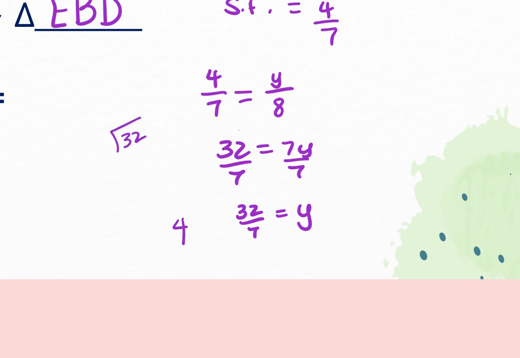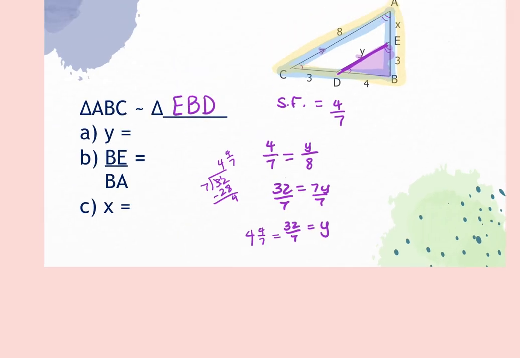32 divided by 7 would be 4, yeah? And what's the remainder? This is a tricky one. It's 4. And what do we do with the remainder? Put it on top. Good.